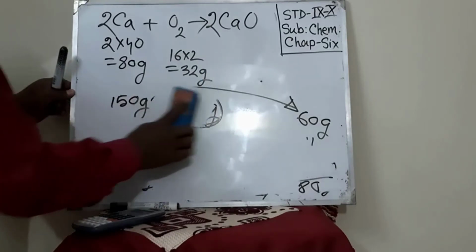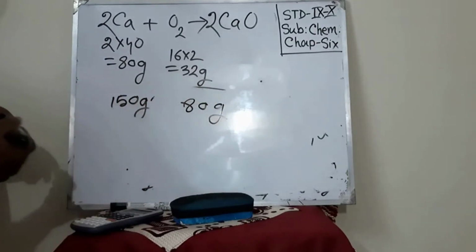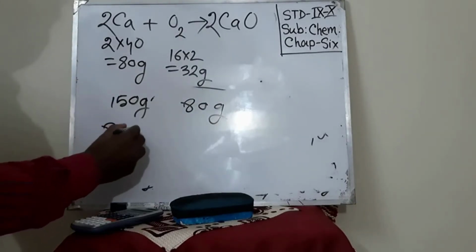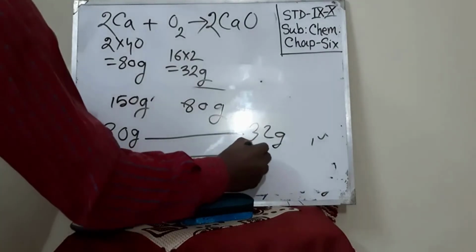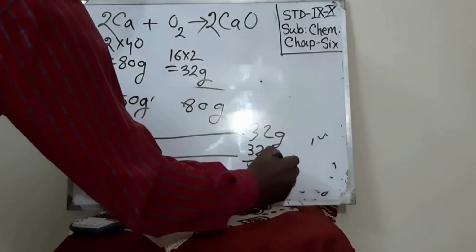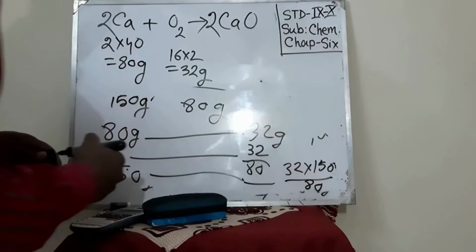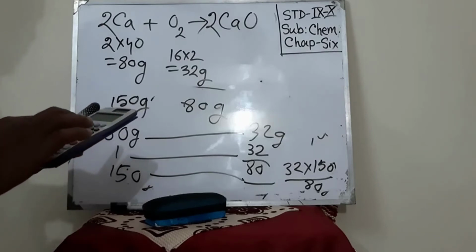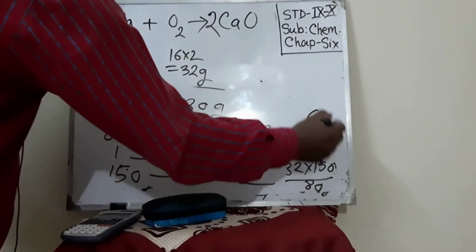So if I take 150, and if I change this, suppose 80 gram, then if I have a similar calculation: if I take 80 gram calcium, we need 32 gram. Then if I take 1 gram, then 32 divided by 80. Then if I take here 150, then 32 into 150 divided by 80. Then we get 60. For a similar result we will find 60 gram.